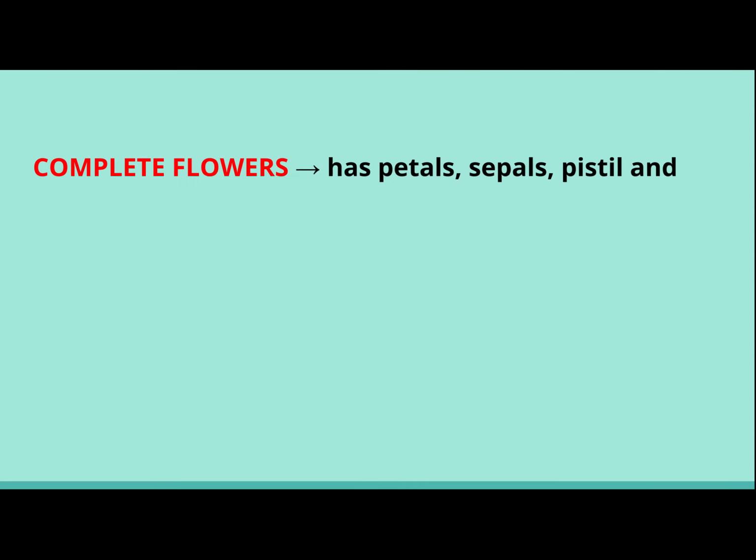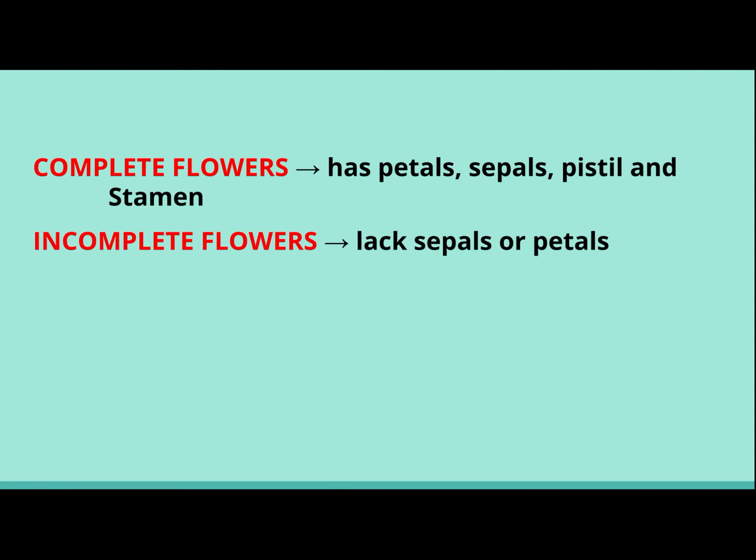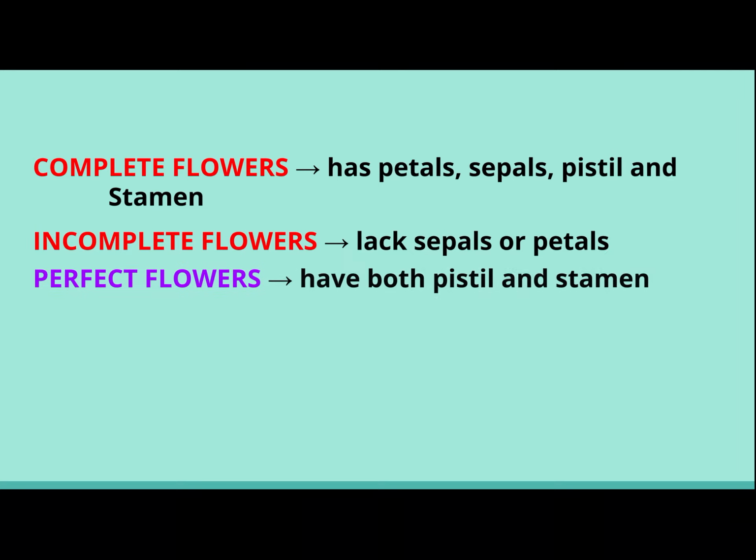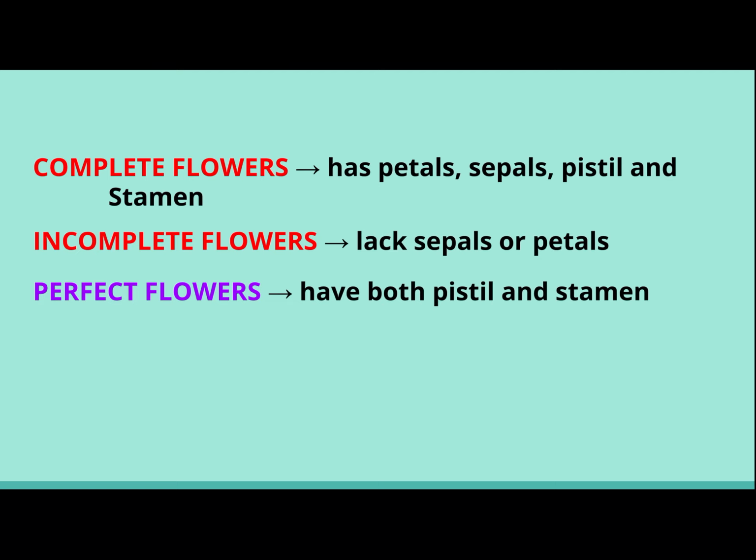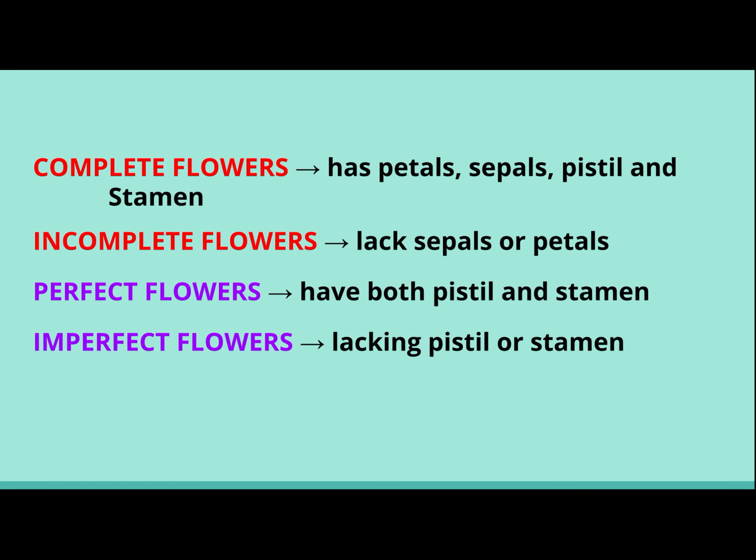Now, there are differences among flowers, believe it or not. You have what are called complete flowers, which are flowers that have petals, sepals, pistils, and stamen. And then you also have what are called incomplete flowers, where they lack either sepals or petals. You also have what's called a perfect flower, which is a flower that has both pistils and stamen. But then you can also have an imperfect flower, in which they're lacking either the pistil or the stamen.